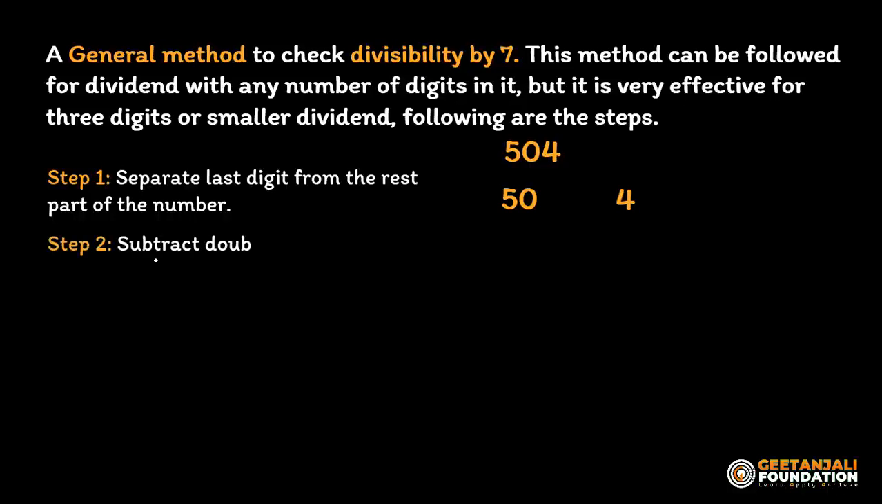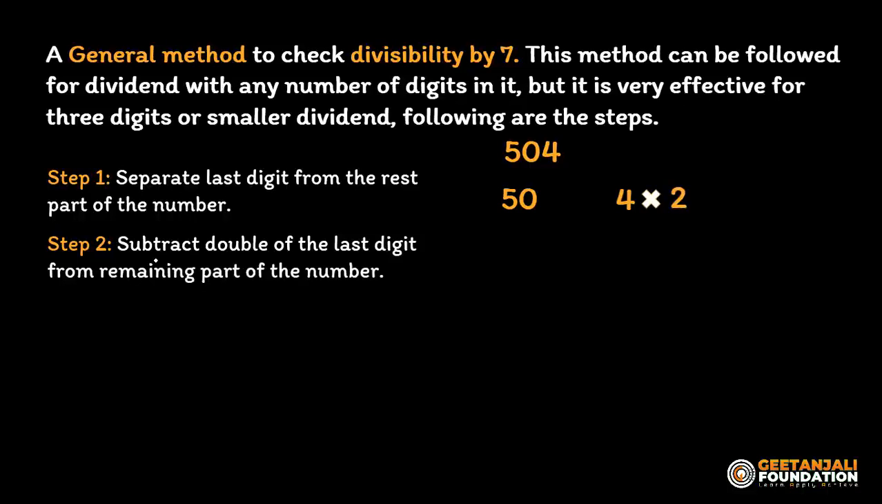In the second step, we find double of the last digit. That is 4 times 2, and we get 8. And in the next step, we subtract this 8 from 50. So we subtract it from 50 and we have got 42 as the answer. If you know the table of 7, you can conclude here that 42 is divisible by 7. If you don't know the table, we can repeat the process once again.